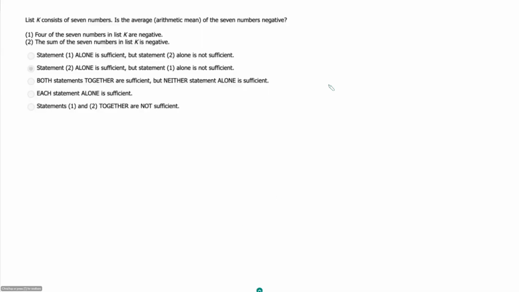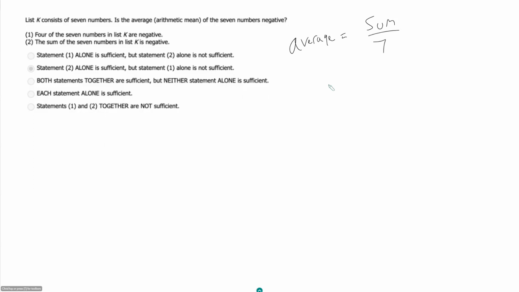List K consists of 7 numbers. Is the average of these 7 numbers negative? So average is equal to sum over number of terms. And in this case, our number of terms is 7.